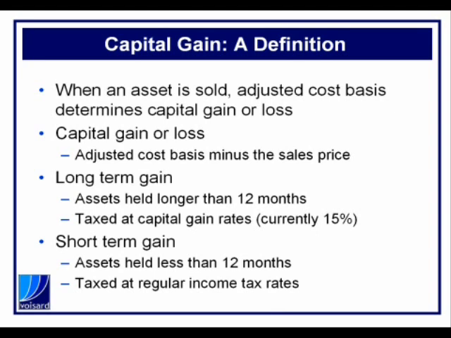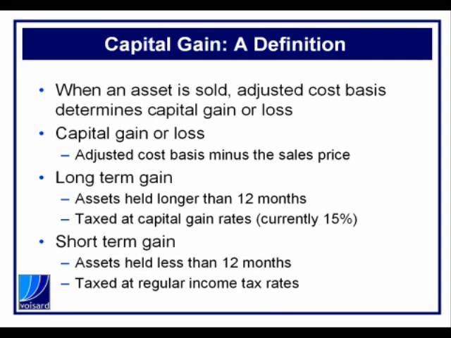Again, this is probably review for most, but the capital gain or loss is simply the adjusted cost basis minus the sales price. That's all it is. And that's what you put onto your tax return in order to report and pay the relative taxes associated with that.